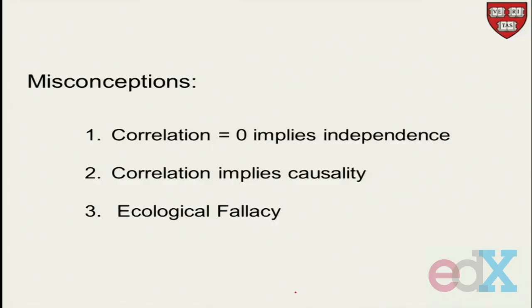Second one, this one is a very touchy one, and that is that correlation implies causality. It does not. It implies correlation. And the third is this problem with the ecological fallacy that we've just seen an example of. Okay, so let's take them one by one.